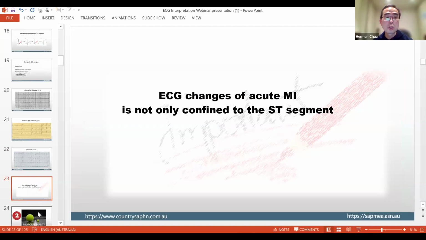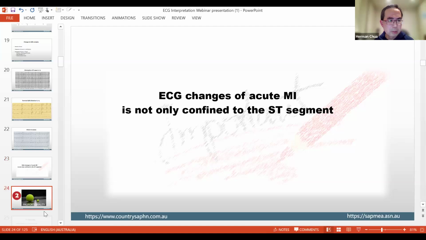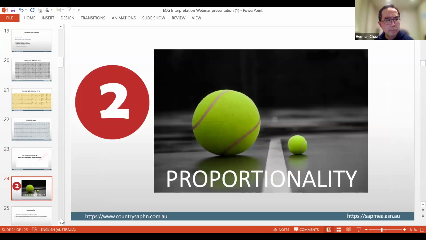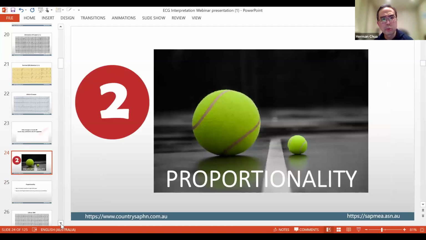So the thing is this, right? ECG changes of acute MI are not only confined to the ST segment, but we think it is only the ST segment because the name suggests that, right? ST segment myocardial infarction.